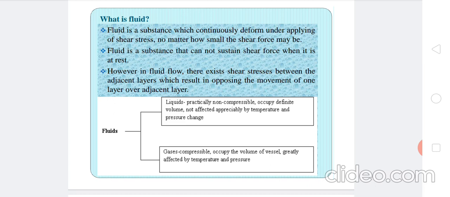Generally, gases and liquids are the fluids. Liquids are practically incompressible or non-compressible, occupy a definite volume, and are not appreciably affected by temperature and pressure change. On the other hand, gases are compressible, occupy the volume of the vessel, and are greatly affected by temperature and pressure.